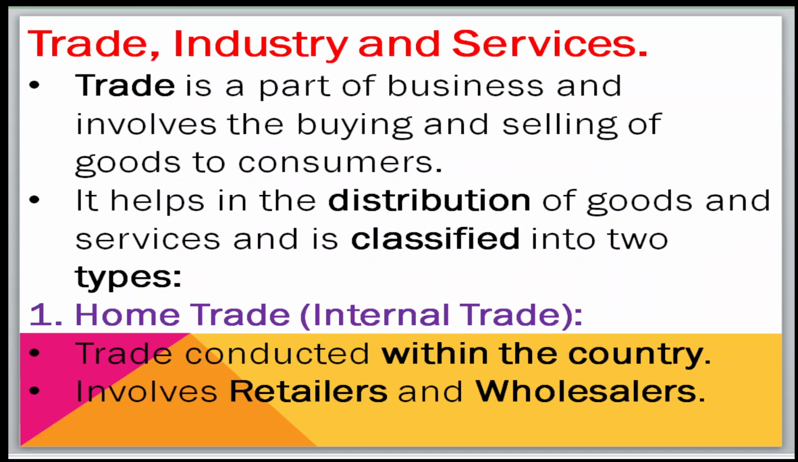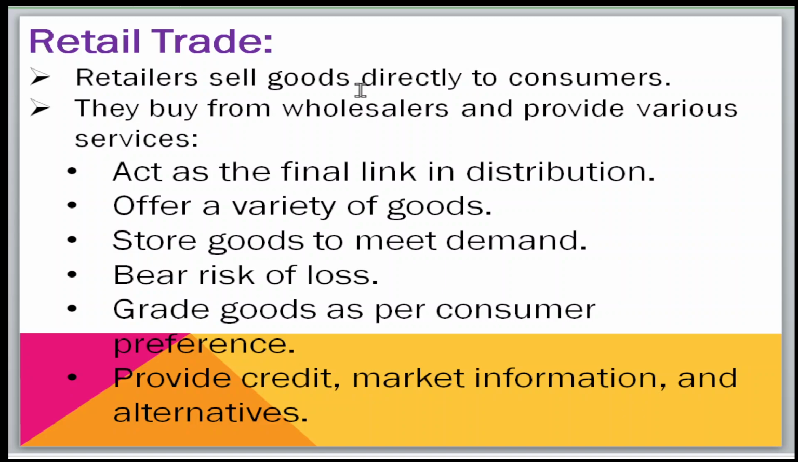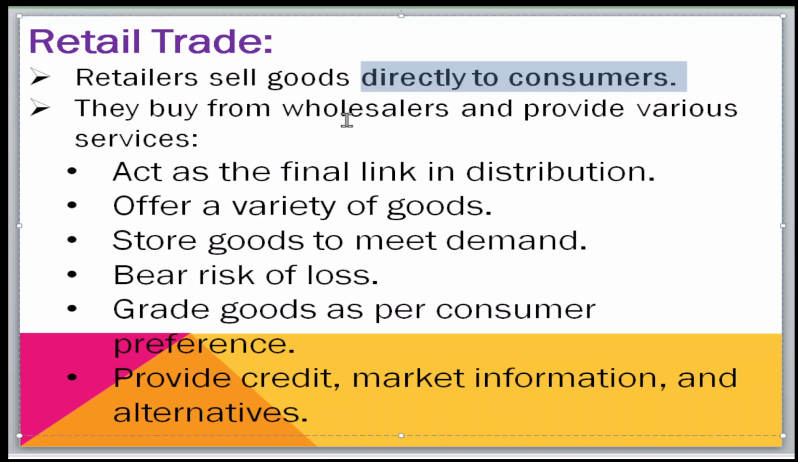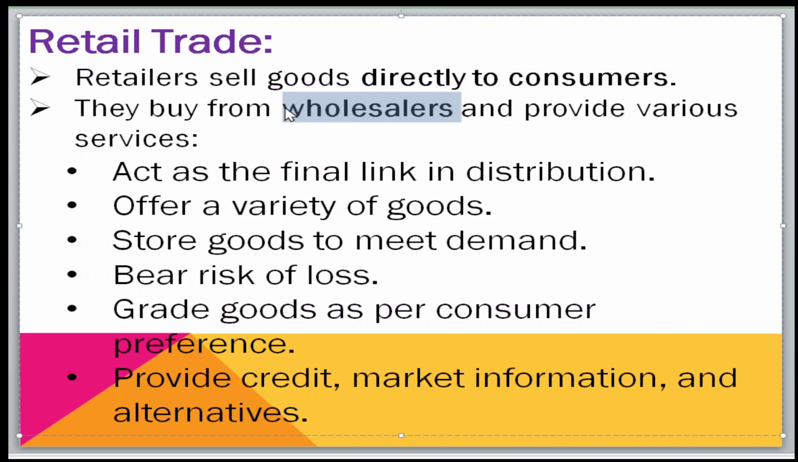Now come to the retailers one by one. Retailers sell the goods directly to the consumers. They buy goods from the wholesalers and provide services to the consumers. They act like a final link in the distribution. They offer varieties of goods. They can store the goods to meet the demand. When the demand is there, at that time they can sell the goods.